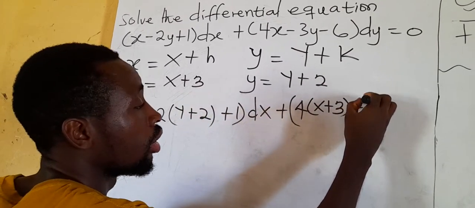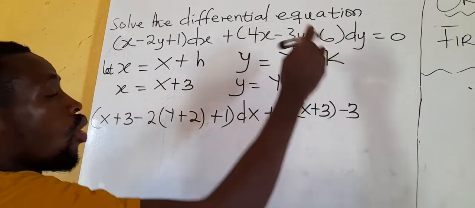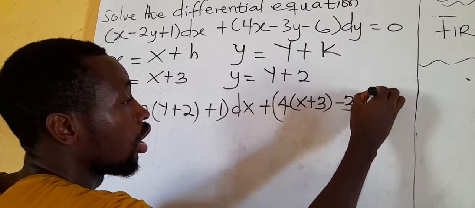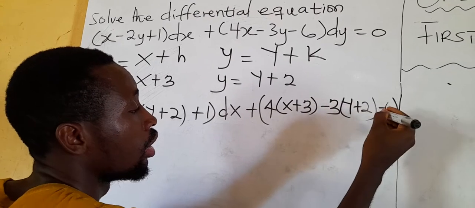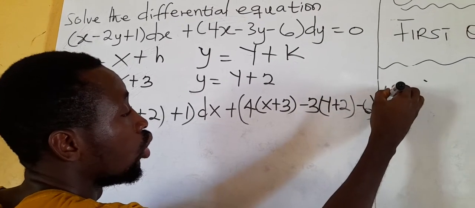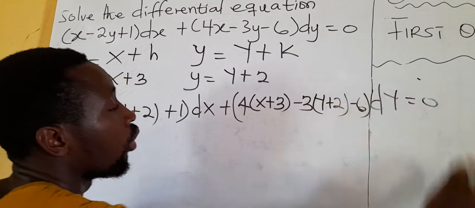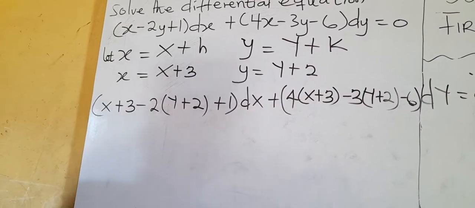Then minus 3. What's our y? Our y is capital Y plus 2. Then minus 6, dY is equal to 0. What's the next thing?